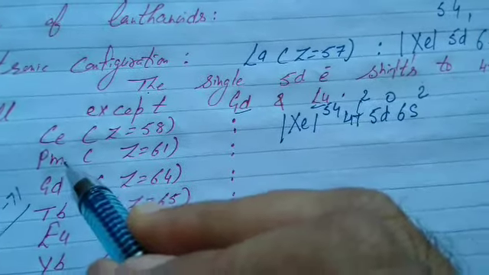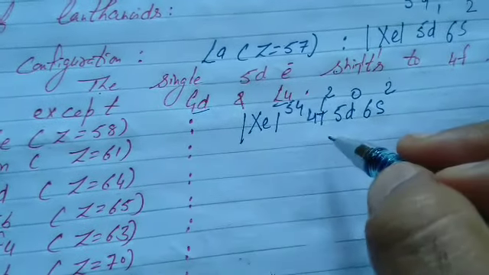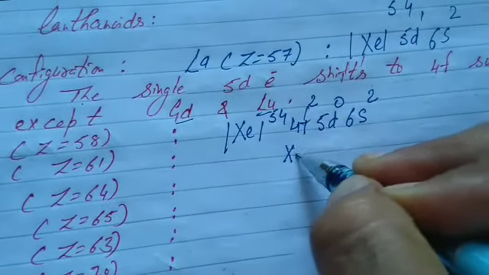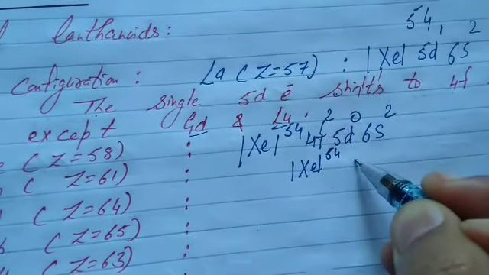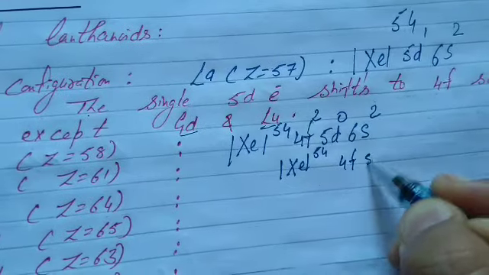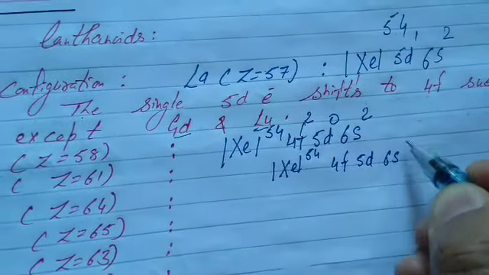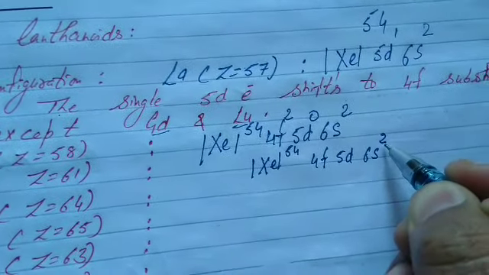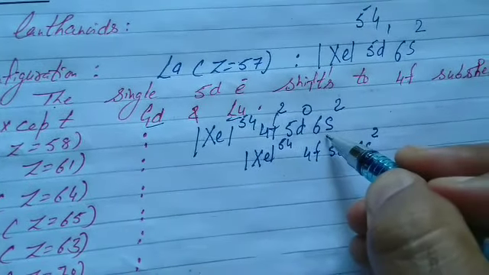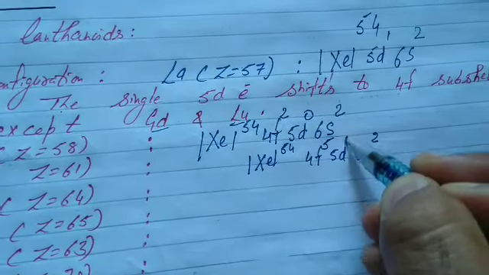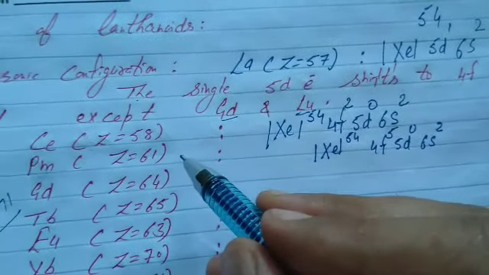What's the configuration of promethium? Atomic number is given 61. Students, again in the same way, xenon 4f 5d 6s2. Valence shell is filled. 56. We have to approach up to 61. 56 plus 5, 61. That's the electronic configuration of promethium.